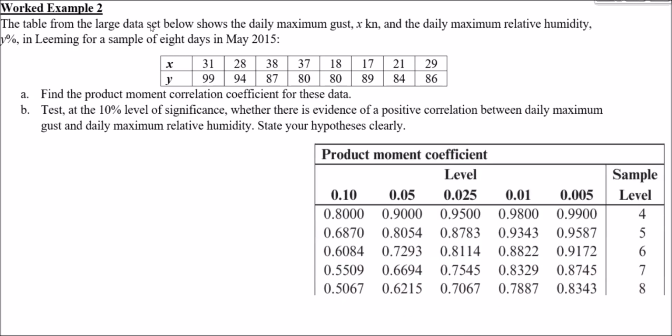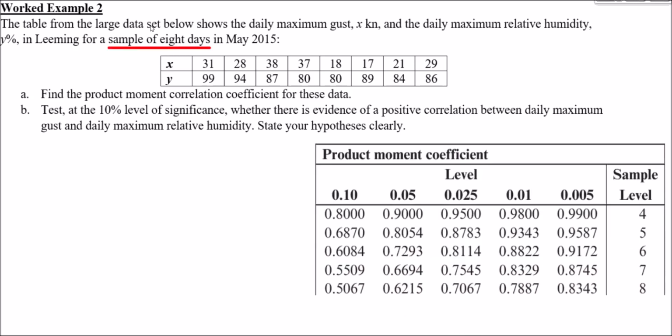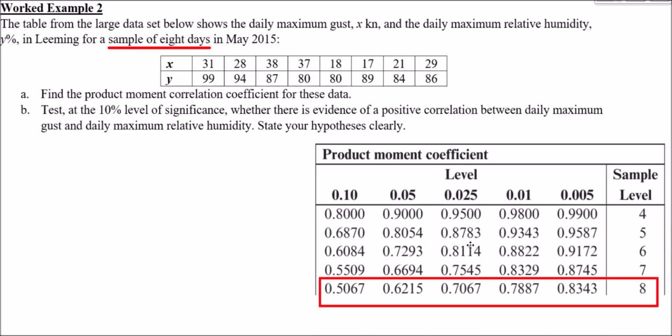It says here, like I mentioned, that it was 8 days, and so we need to be looking at the sample level of 8. So our critical value of R is going to be one of these ones here. Anyhow, first of all, find the product moment correlation coefficient for these data. So this here is just a calculator job.